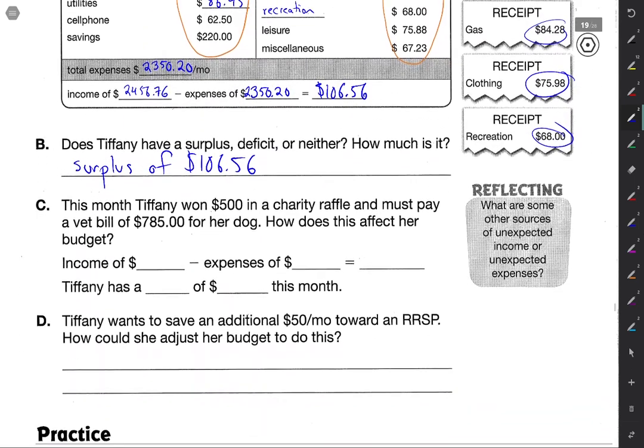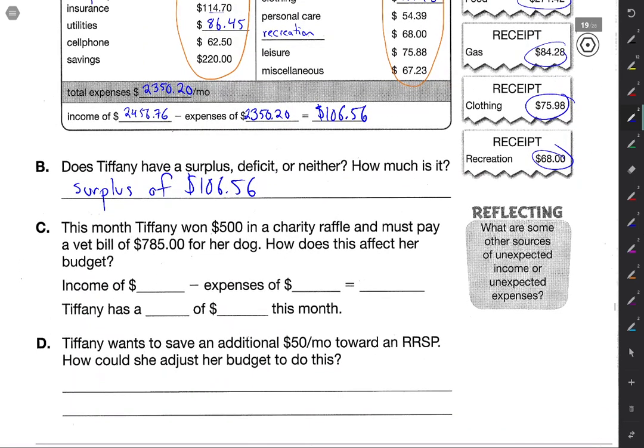In part C, it says that this month Tiffany won $500 in a charity raffle, so that would be more income. But she must pay a vet bill of $785. So this is an expense that came out of nowhere. And yes, vet bills are that much money. How does this affect her budget?